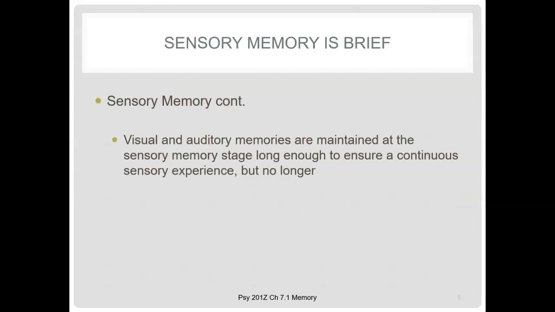Visual and auditory memories are maintained at the sensory memory stage long enough to ensure a continuous sensory experience, but not any longer. So if you're watching a movie, your sensory memory helps you follow the sentences. Now you need working memory for that too, but in order to actually make sense of the first 5 frames of the film, you need sensory memory.